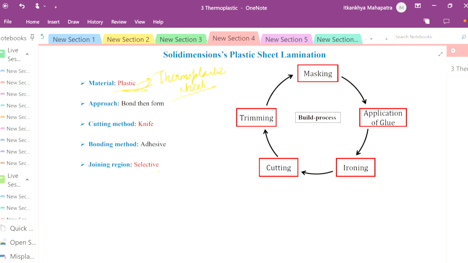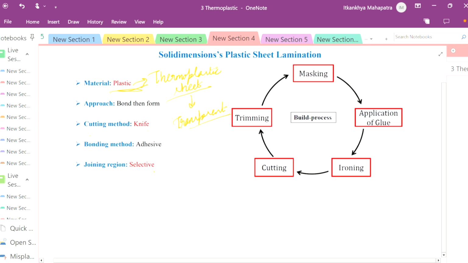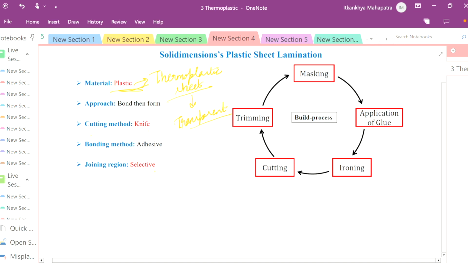Thermoplastic sheet. These sheets are transparent, and the approach is the same: bond then form. First we make a bond, and then we give the final shape. The cutting method is also the same, where we use a knife, and the bonding is again adhesive, and we put a bond adapter between the two adjacent plastic sheets.